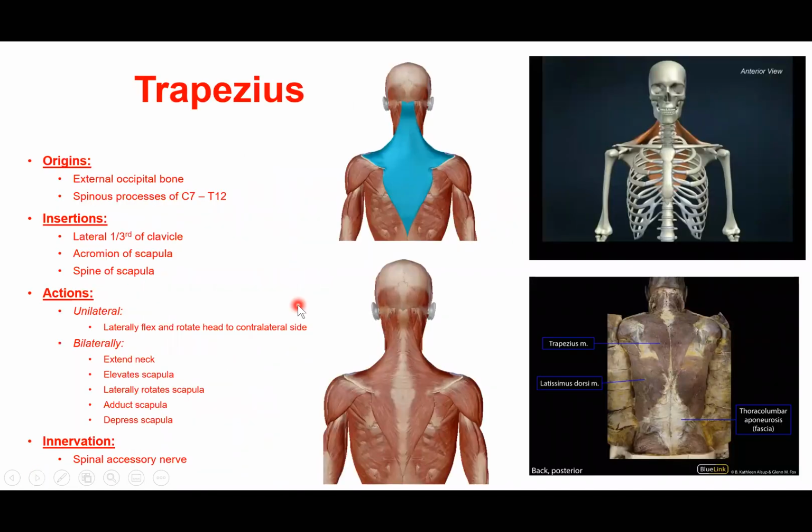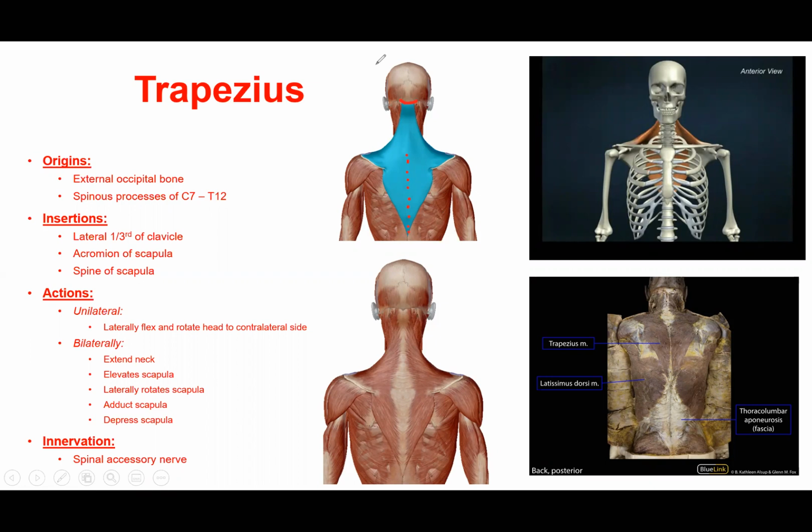So starting with the trapezius muscle, the origin of the trapezius muscle is from the external occipital bone here. And then also the spinous processes of C7 through T12. So that would be about here. Okay, we'd have the spinous processes.